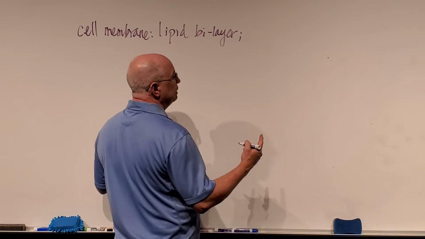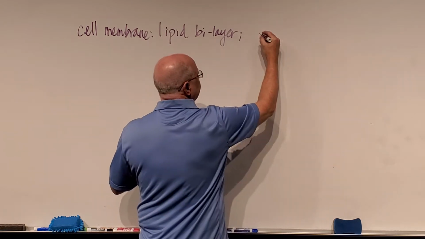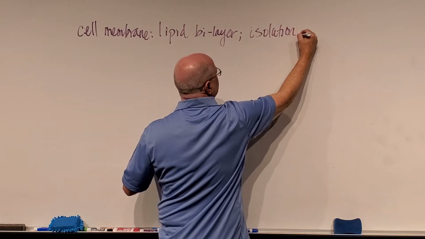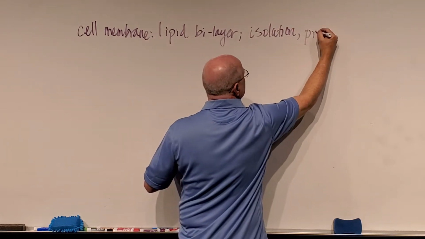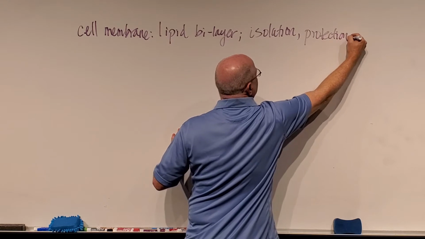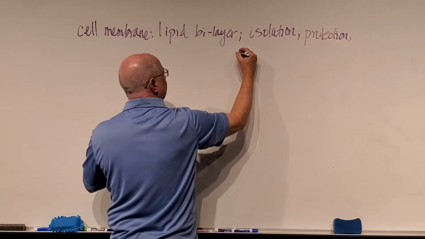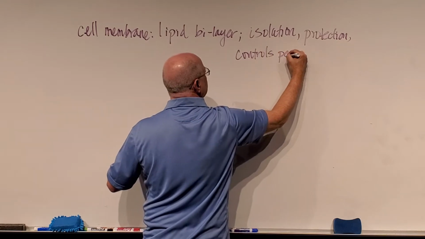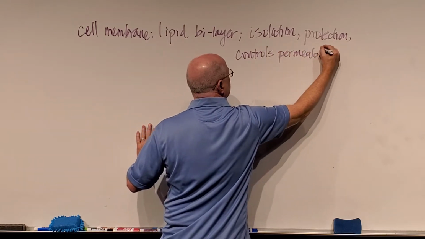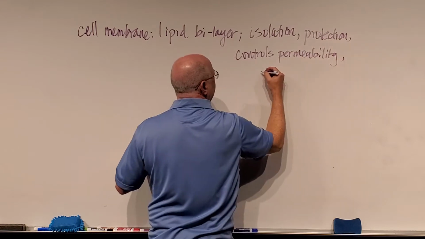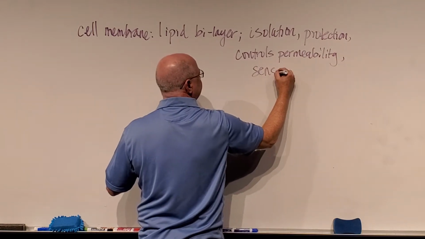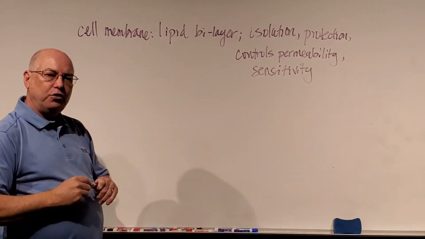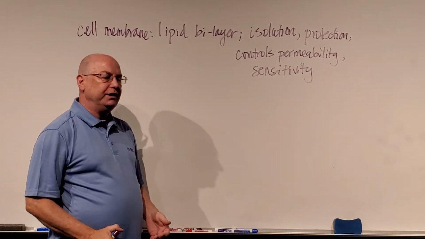And one of the things that we can say about it is this. Its functions are: it does isolation, protection, controls permeability, and provides sensitivity. Those are the four main functions of the cell membrane.